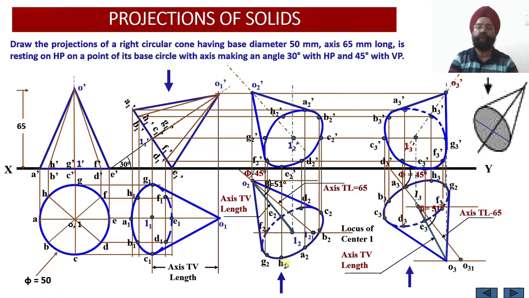Both are equally accurate. So with this, we end this discussion regarding the projections of the oblique cone, which is having its axis inclined to both the reference planes HP and the VP.